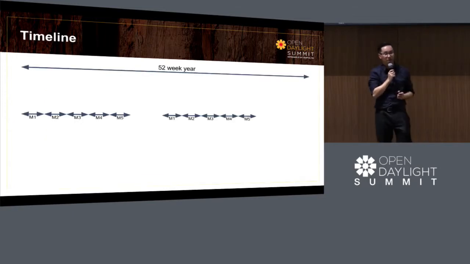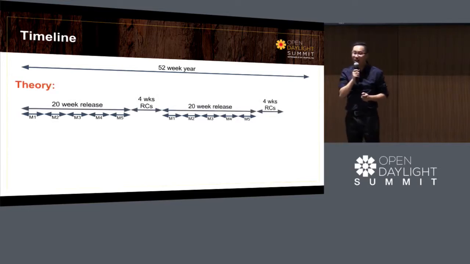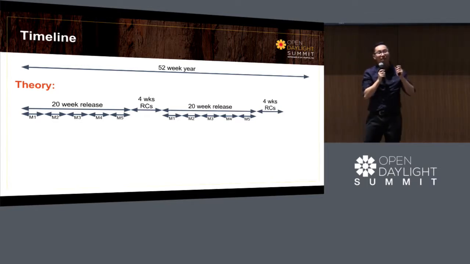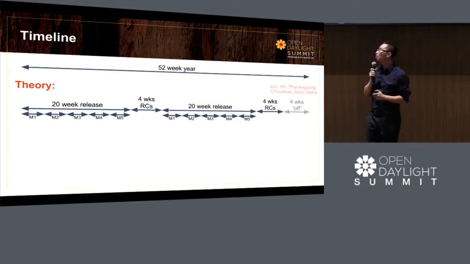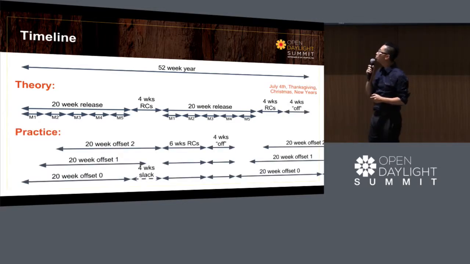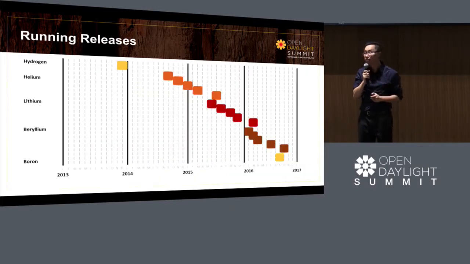So if you take a look at this diagram, we have 52 weeks in a year. And generally, we want to release twice a year. And in theory, we would have 20 weeks of development followed by 4 weeks of release candidate. But theory and practice isn't always the same. And so what we found is that in practice, it's a little bit more nuanced with holidays that come in.